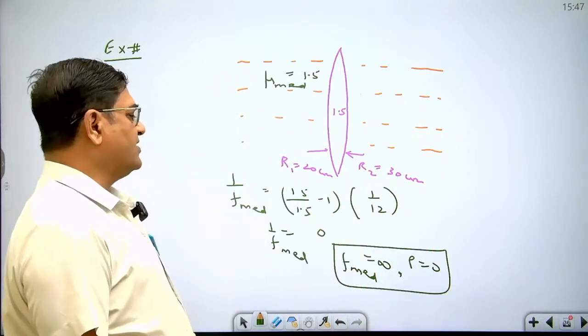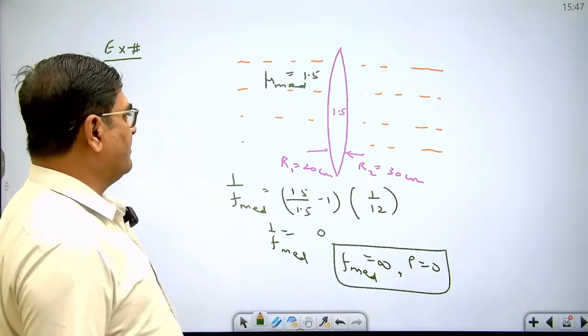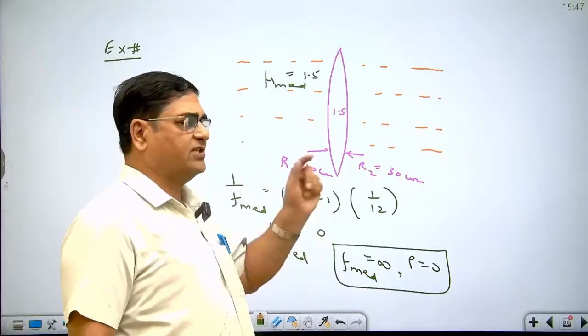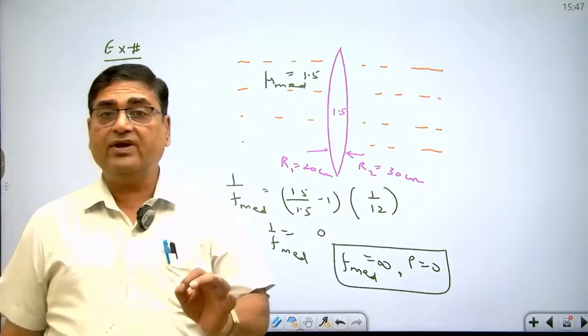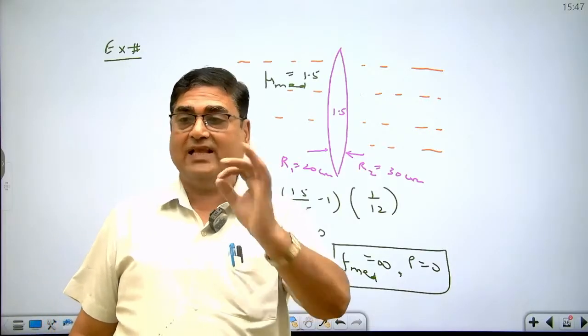Many students commit a mistake while writing the nature of the lens. Sometimes many students write that this will behave as a plane mirror. This is not the case of reflection, bachcho. This is a case of refraction. This will not behave as a plane mirror. This will behave as a plain glass slab. This will start behaving as a plain glass slab.